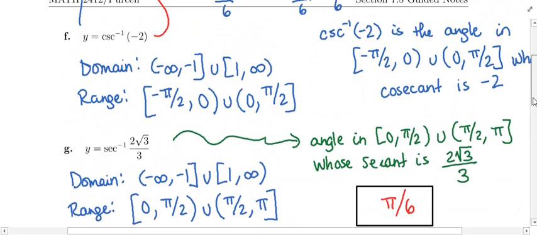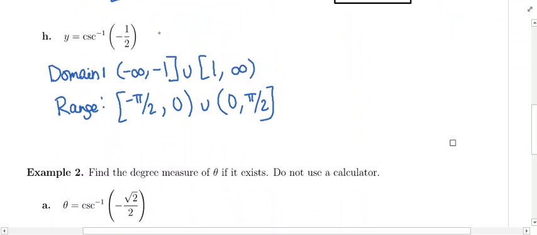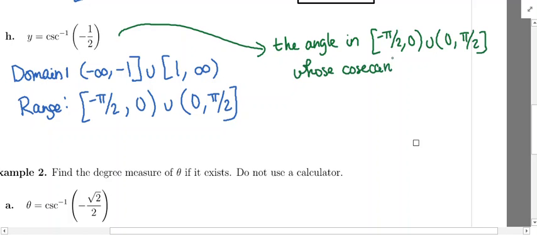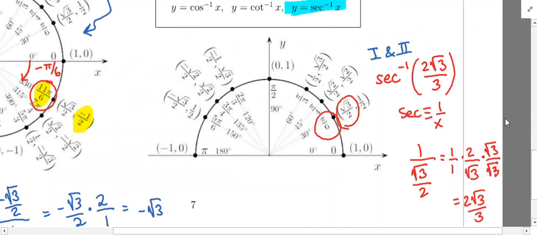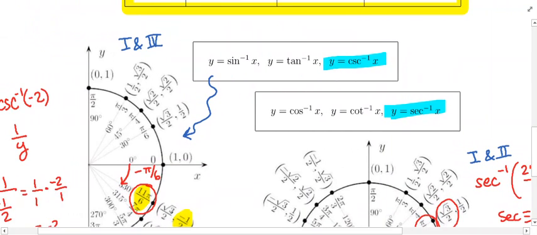So what this means when we're looking at cosecant inverse of negative 1/2, if we translate this in words, this is the angle in this interval whose cosecant is negative 1/2. We need to figure that out. All right, so let's go look at the unit circle. For inverse cosecant, we need to be looking at quadrants 1 and 4.